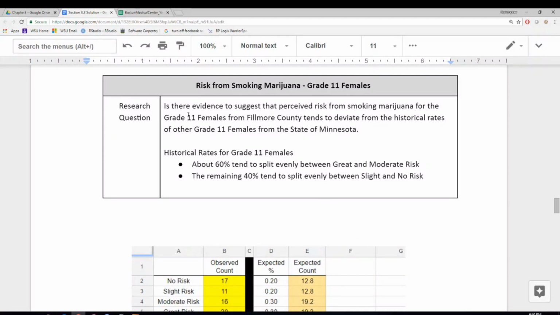So the research question for the females: is there evidence to suggest that the perceived risk from smoking marijuana for grade 11 females from Fillmore County tends to deviate from the historical rates of other grade 11 females from the state of Minnesota? So this research question is going to look at grade 11 females from Fillmore County and compare them against individuals across the state of Minnesota, in particular women in grade 11. So I need those historical rates. I need to provide those to you in order for you to do your test.